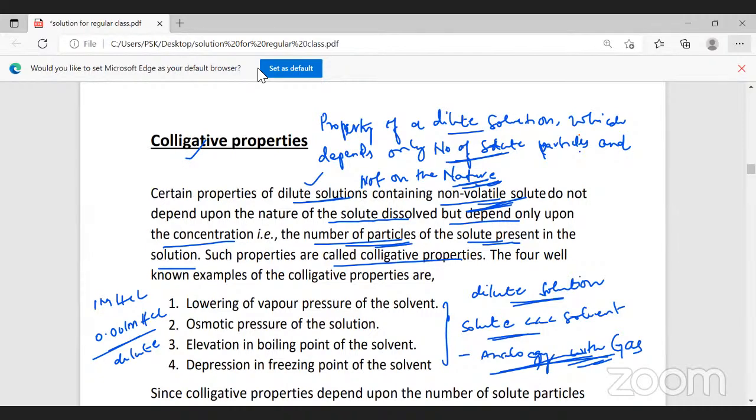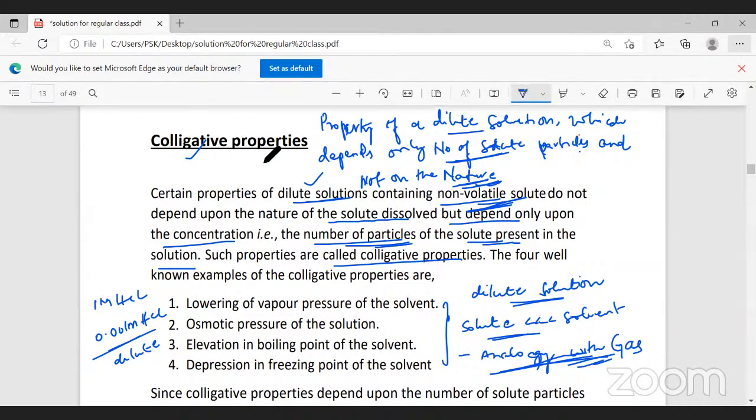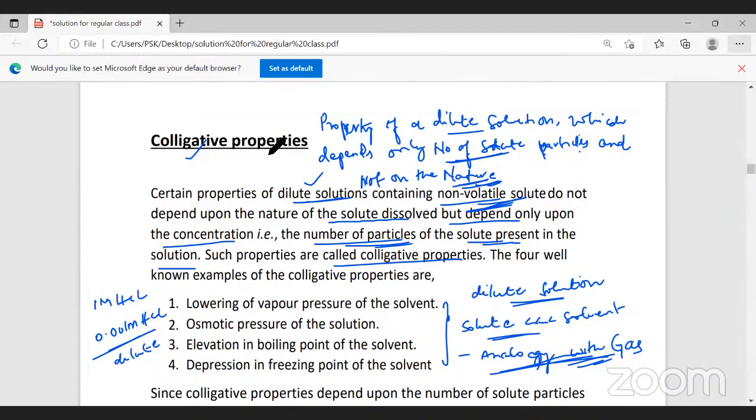They can ask you, what is a colligative property? It is a property of a dilute solution. Colligative property is not applicable for a concentrated solution. In a concentrated solution, the solute particles will be close to each other and will not be free to move like a gas. Therefore, a concentrated solution is not used to learn colligative properties. It's only a dilute solution which we use. So a property of a dilute solution which depends only on the number of solute particles and not on the nature of the solute particles is called a colligative property.